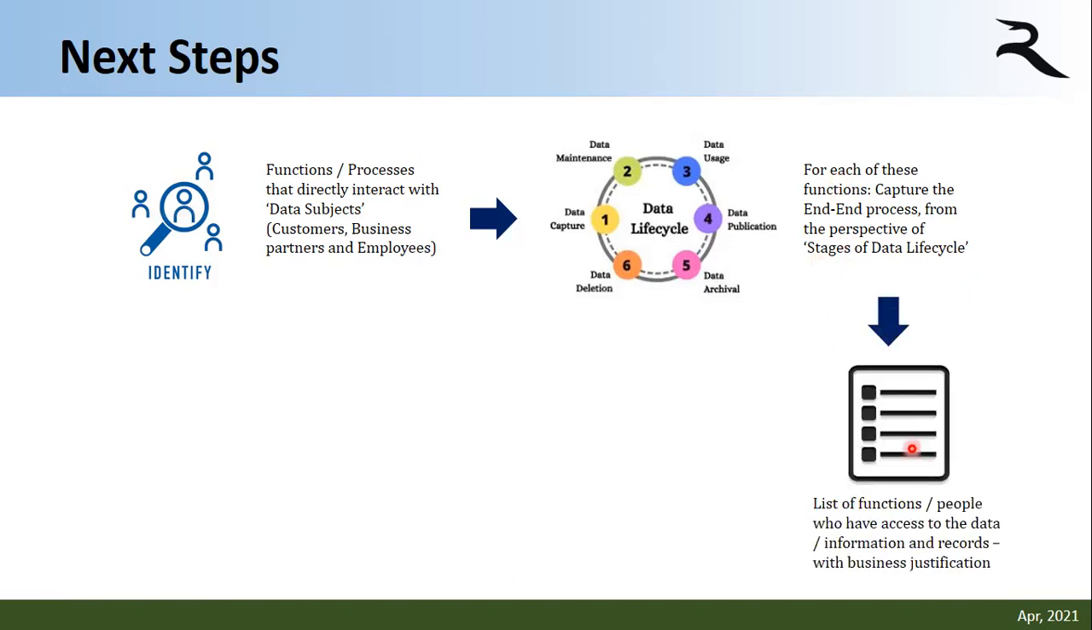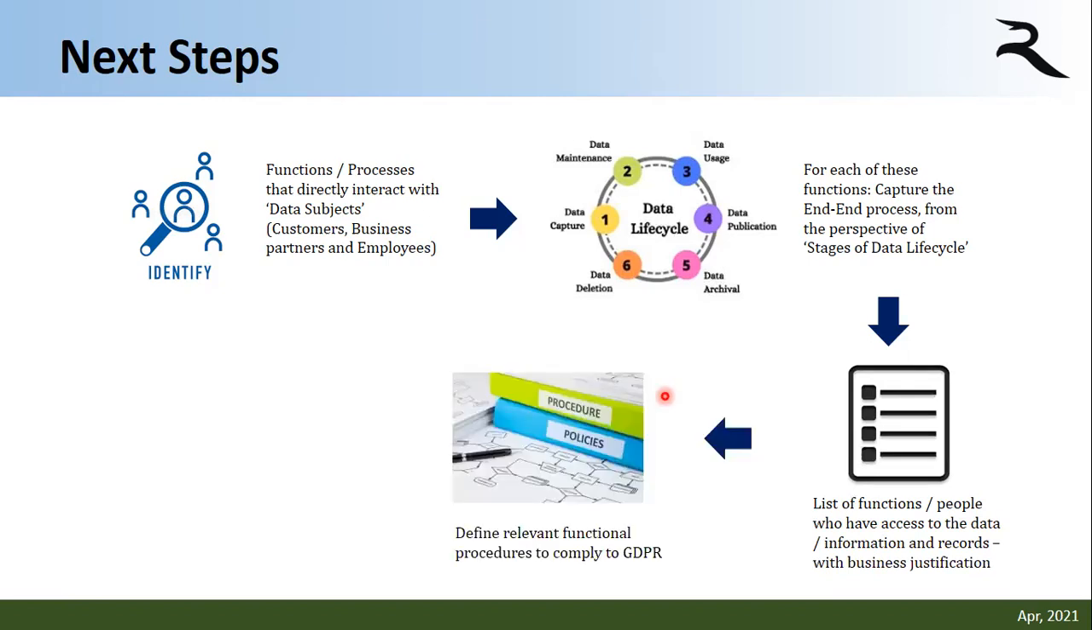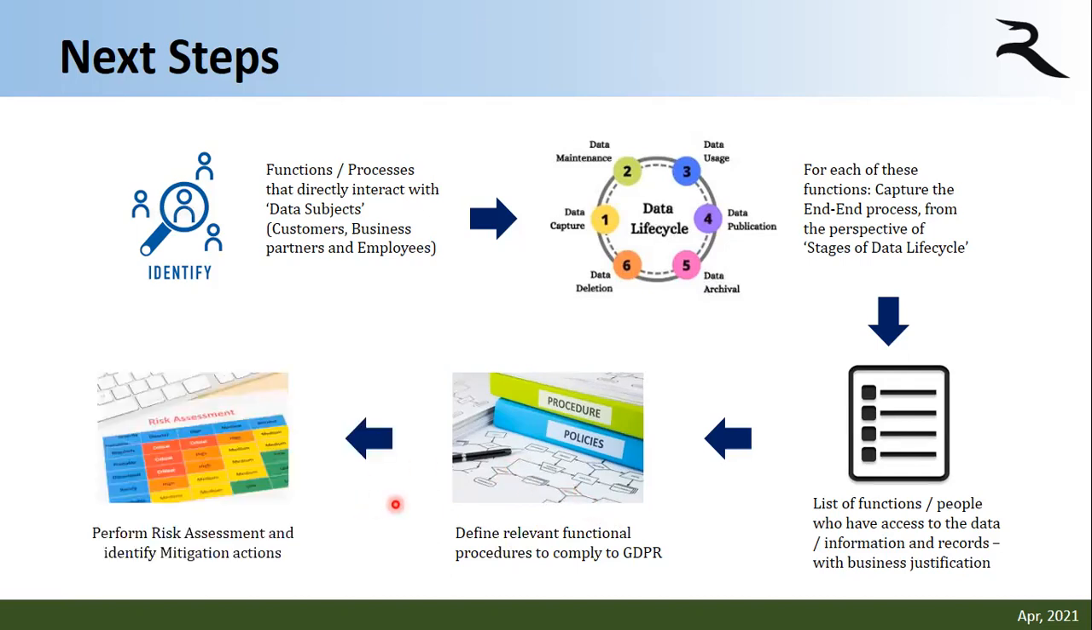And once you do that, you will have a list of those functions or people who have access to the data, right? We need to be very, very clear who are those people or who are those functions who have access to these various forms of data and why. So that business justification is important. Some of it may seem obvious, but still document it as much as you can. And then based on this, that is when your policies and procedures will come into the picture so that you comply to the GDPR. And lastly, you also need to perform a risk assessment.